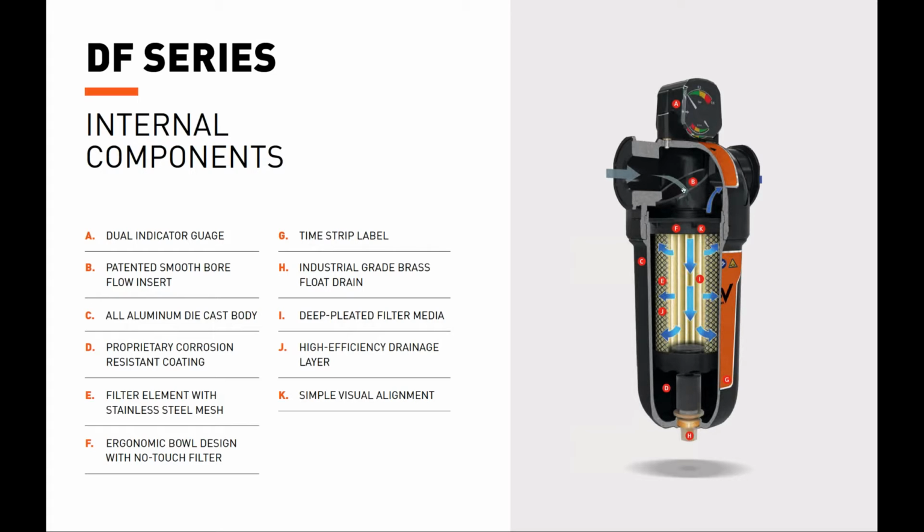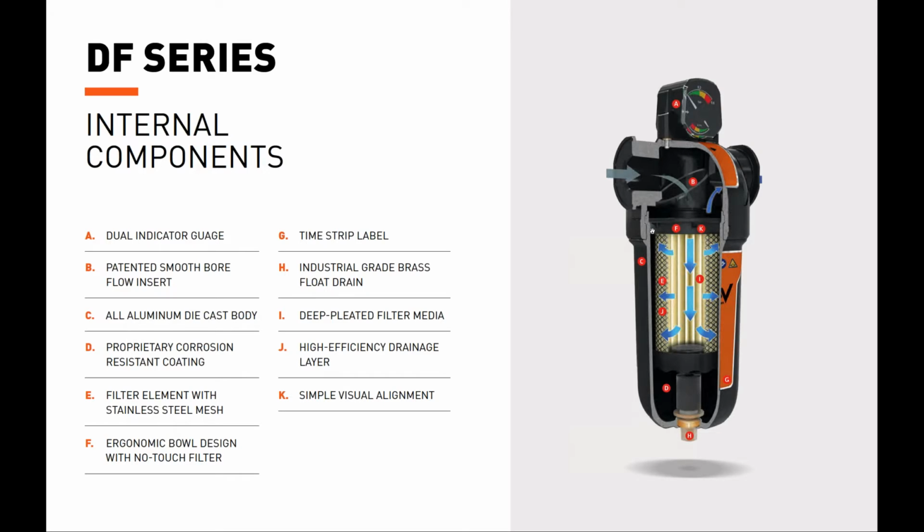Item C is the all aluminum die cast body. So this is able to withstand up to 290 psi pressure. Item D is the proprietary corrosion resistant coating, which is applied inside and outside of the canister. Item E is the filter element with stainless steel mesh. So this withstands differential pressure and minimizes any flow restriction.